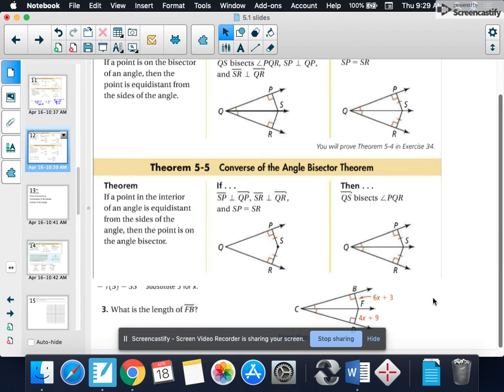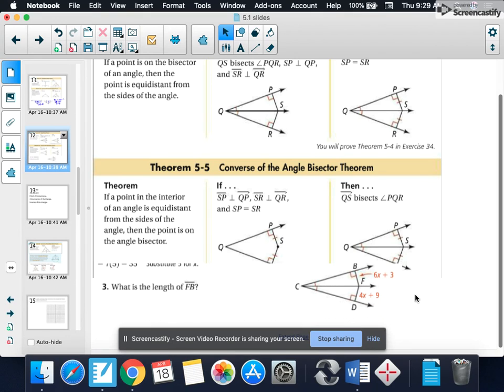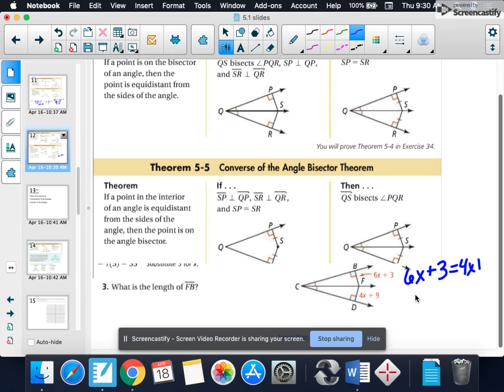So in this picture here, which I know is a little hard to see, I'll move it up a little bit. We're given that CF bisects angle BCD, and FB is perpendicular to CB, and FD is perpendicular to CD. So that means that FB has to be equal to FD. So we're going to set them equal to each other. We get 6x plus 3 equals 4x plus 9. So we get 2x equals 6, so x equals 3. And then we have to plug back in for FB. So we're going to do 6 times 3 plus 3. So FB equals 21.